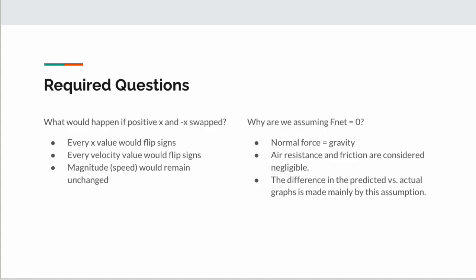The second required question is why we are assuming F net equals zero. If you're rolling a roll of tape across a table, the normal force is going to be equal to gravity, so it's going to stay level. And for this, we are assuming that air resistance and friction are negligible, which, given that in the real world they're not, could contribute to why the actual data had a lower slope and trended off, as opposed to the predicted data using just the initial velocity.